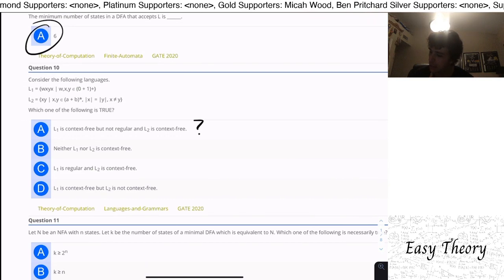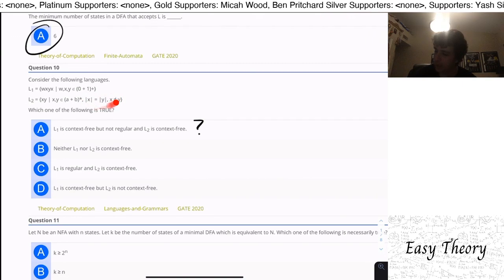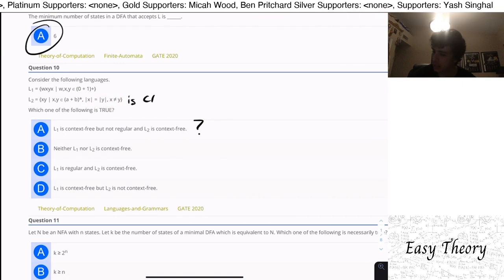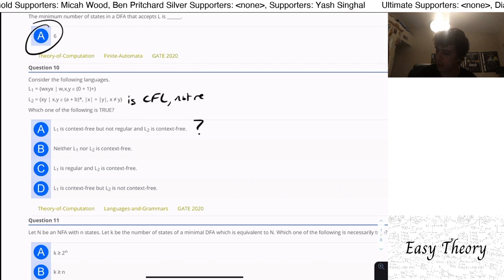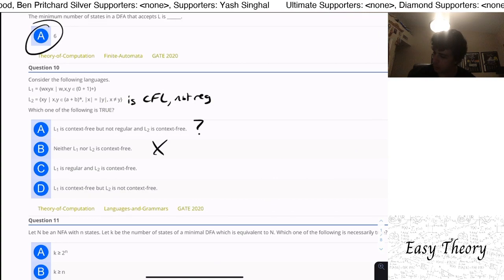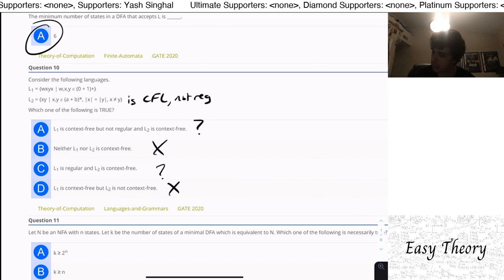Neither is context-free. No, because this one is context-free, so this one is context-free. And it's not regular because X is not equal to Y here. And you can show that with the pumping lemma, so not regular. So A could be true, B is not true, C could be true, maybe. D is not true. So then let's figure out A here.